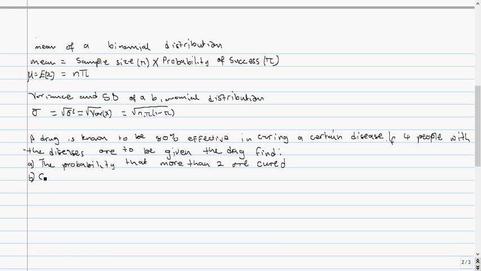B, exactly 4 are cured. C, no one is cured. D, the expected value of people cured.